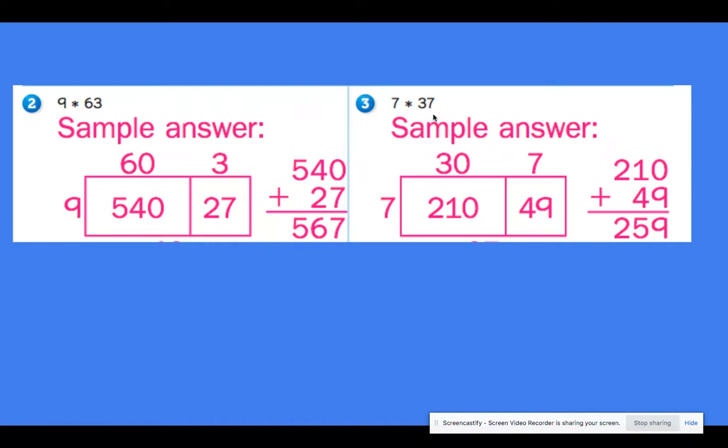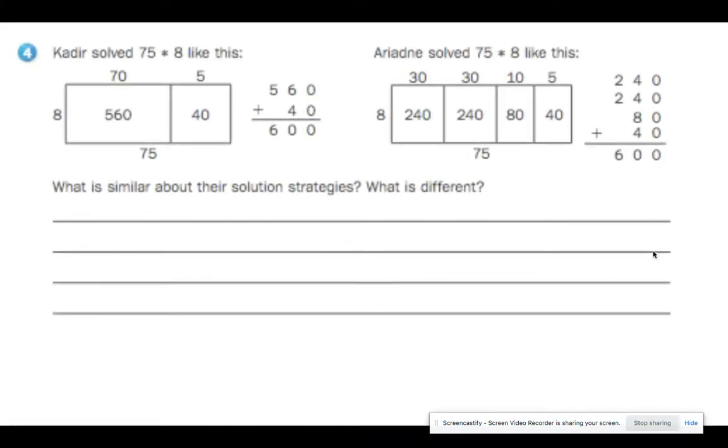Look at 3. It was 37 times 7. So they broke apart the 37 by going 30 and 7. And then 30 times 7 here is 210. 7 times 7 is 49. When you add 210 plus 49, you get 259. All right, let's look at that last problem.